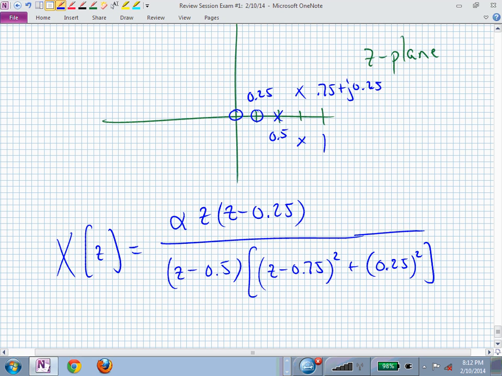And now that you know that, can you tell me what the structure of little x of n is? I'm saying you don't need to know what alpha is because I'm allowing you to just give me generic coefficients. Can you at least give me part of little x of n? What do you know? You know your poles determine your modes, right? And you know the poles.